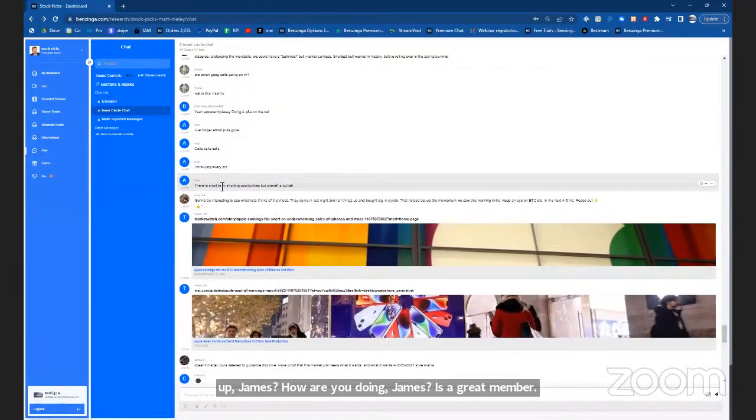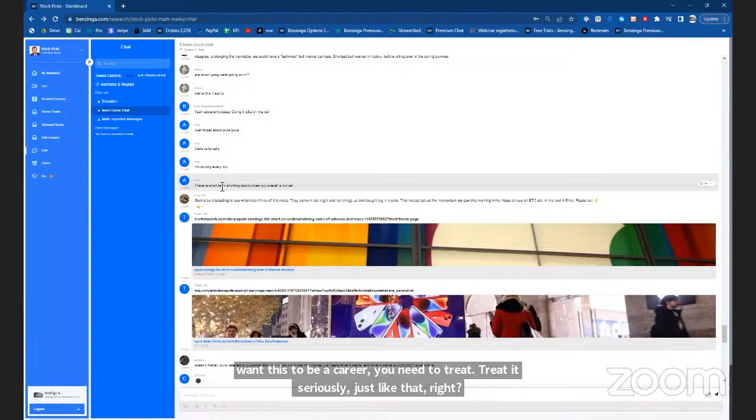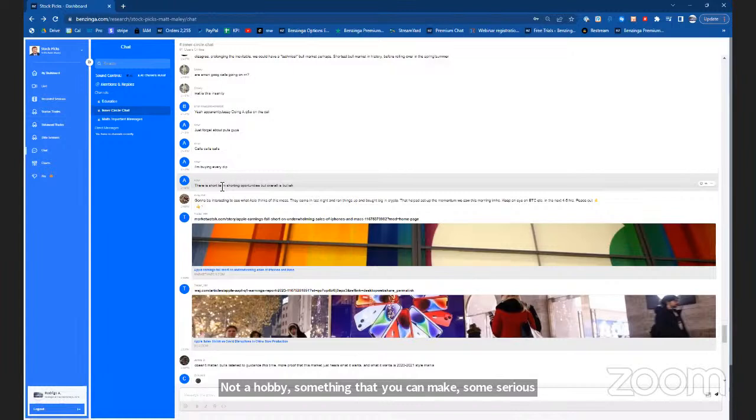That's what I'm talking about, folks. Really take it seriously, because this could be your full-time thing, if it's not already. And we have people that have full-time jobs, part-time jobs, trading part-time. The push notifications come in key in this case, because if people are working, maybe they can't have the chat room open at all times. So they always have that backup push notification alert. That's pretty important, folks. Don't treat this like a casino, because it's not. You want this to be a career. You need to treat it seriously, not a hobby, something that you can make some serious income or part-time income, depending on what you're trying to do, right?